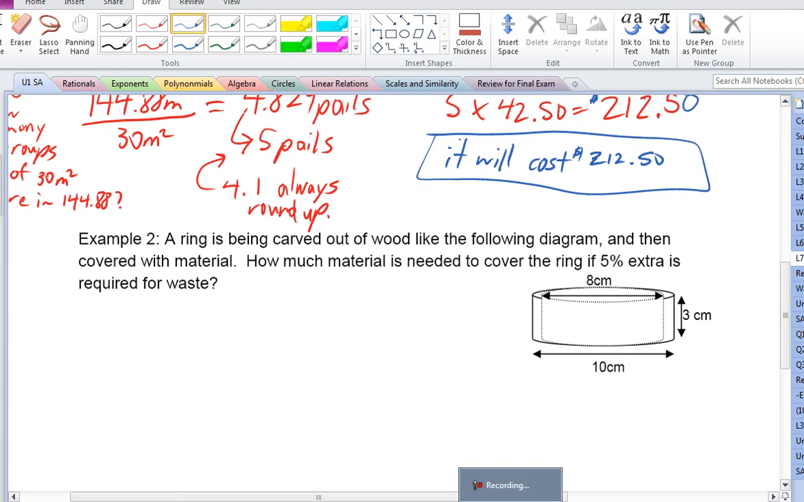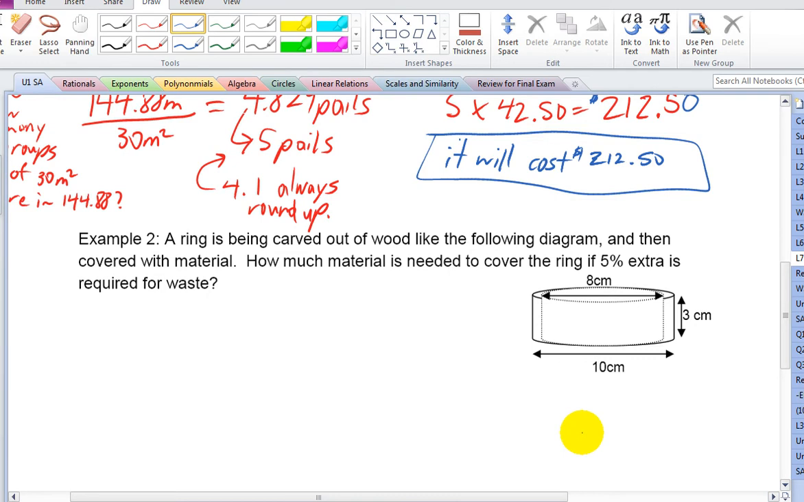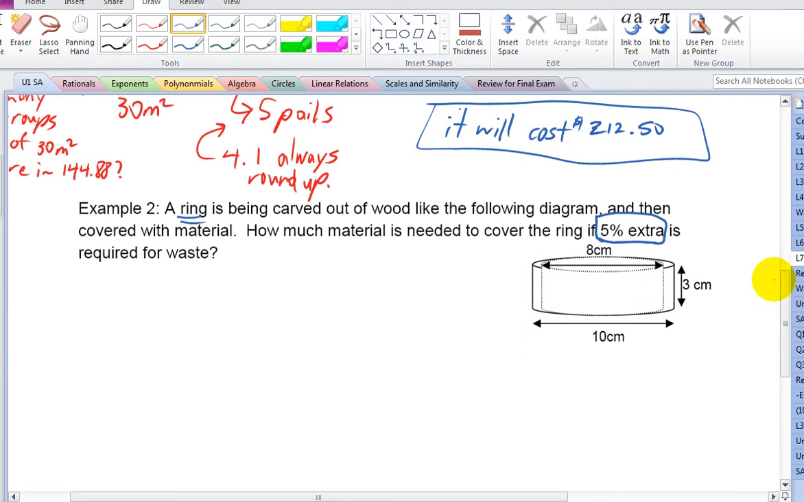Read the question, underline important stuff, go. So the only thing that you really need to be worried about is this 5% extra part. Okay, and we have a ring, so that's kind of important. But the diagram really says it all for us. So basically, you have to find the surface area of this ring.